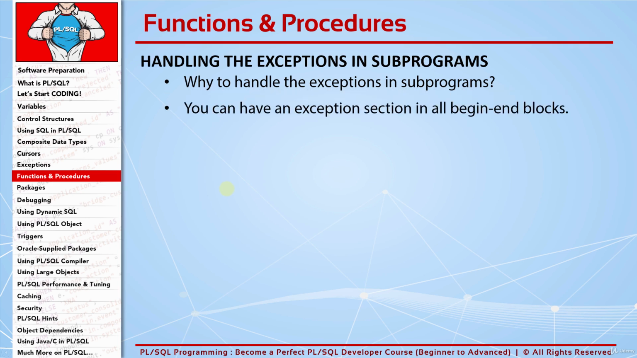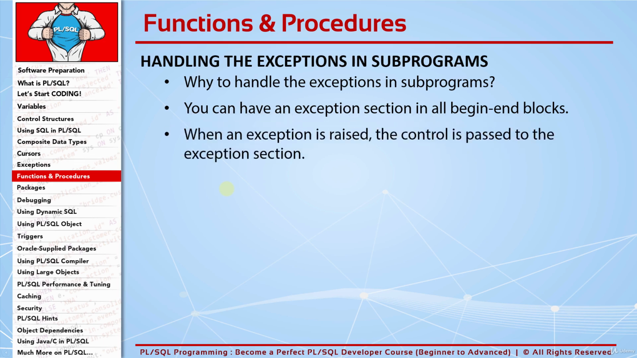We know that if we have a begin-end block somewhere, we can have an exception section in there too. This is also valid in functions and procedures. Besides, we know that when an exception is raised in a block, the control immediately goes to the exception section of that block. But if you have handled that exception, what if you do not handle an exception?